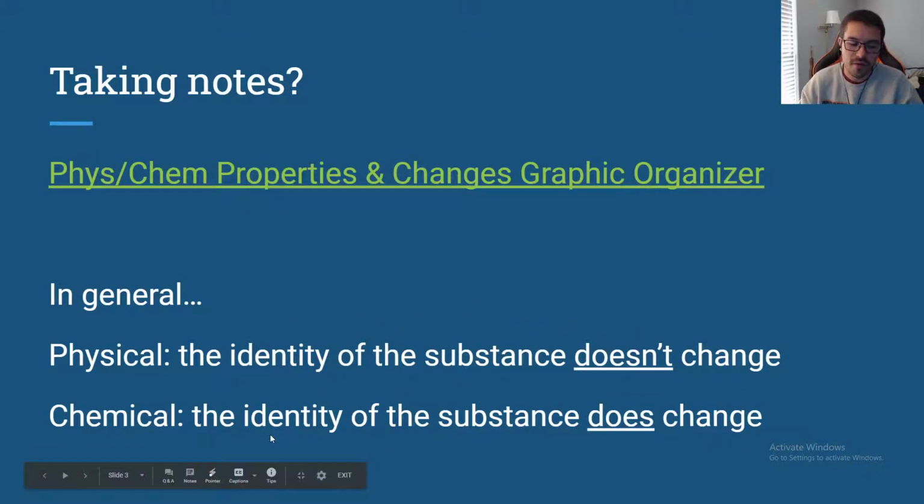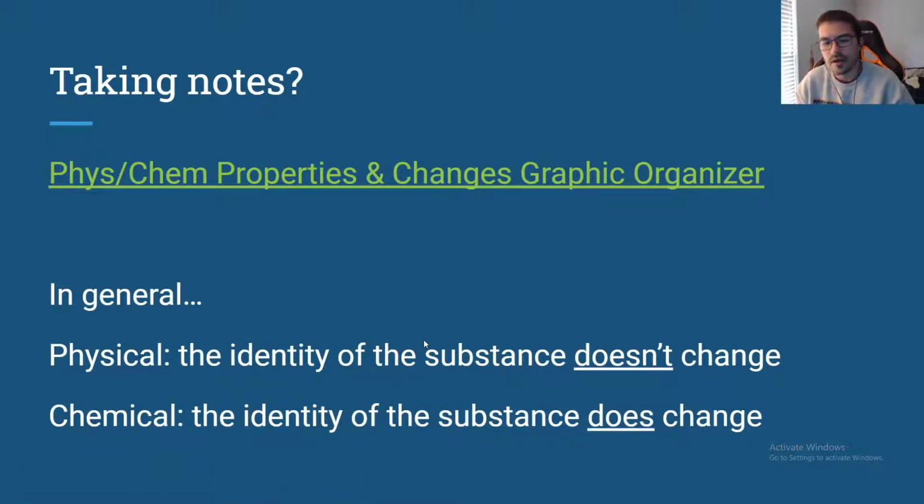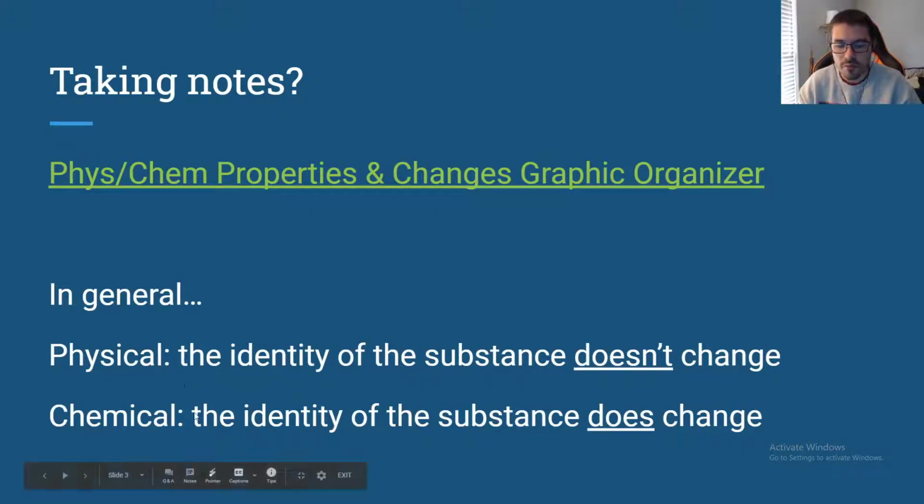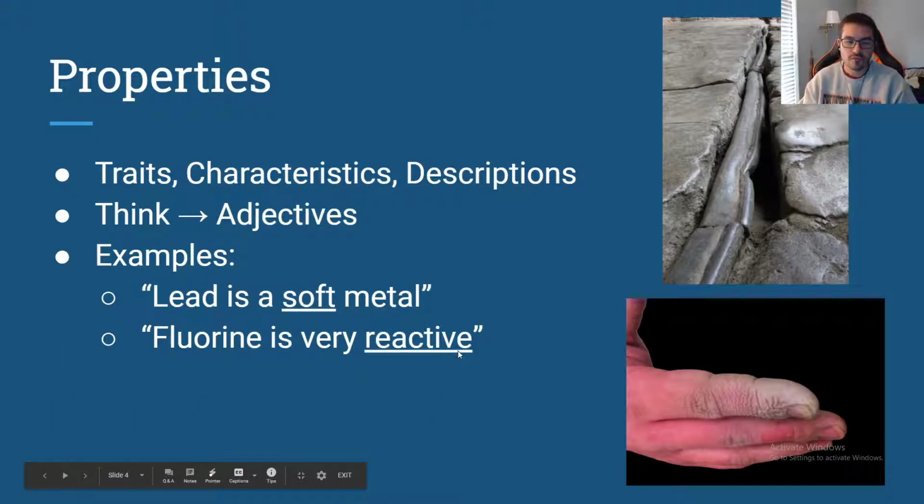Okay? On the flip side, with chemical things, we are talking about situations in which the identity of the substance can change. Okay, so for a chemical property, we're going to be describing how the substance can change. And then in a chemical change, the identity of the substance does actually change. Okay, and this is going to make a little bit more sense as we get into the notes. But this is the fundamental difference between physical and chemical aspects of matter, whether or not the identity of the substance is or is not changing. Okay, so let's talk about properties in general.